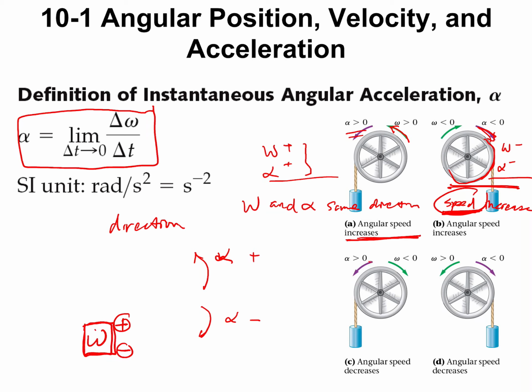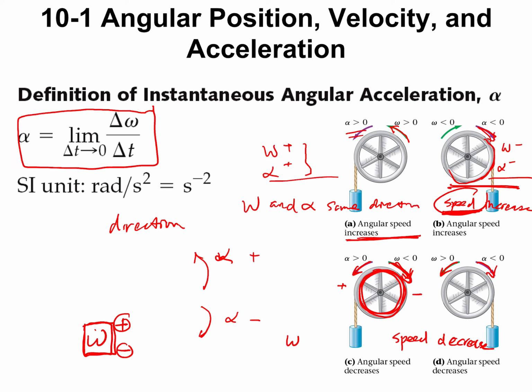Vice versa, if acceleration and velocity are in opposite directions, speed decreases. Here, this object rotates this way, in the negative direction. However, acceleration is in the positive direction. So you can tell this will rotate slower and slower. And the same thing here: if the velocity is in this direction and the acceleration in the opposite direction, this will rotate slower. So speed decreases.